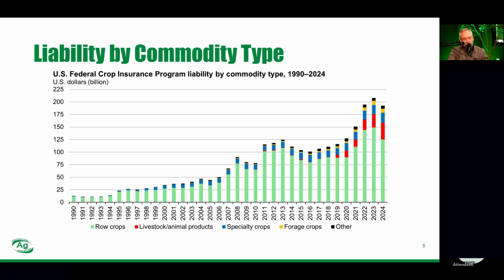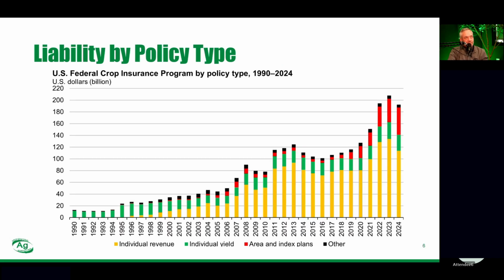So just some interesting statistics there: even though corn, soybeans, wheat, and cotton are maybe less than half of the acres insured, they are still about 80% of the dollars insured.